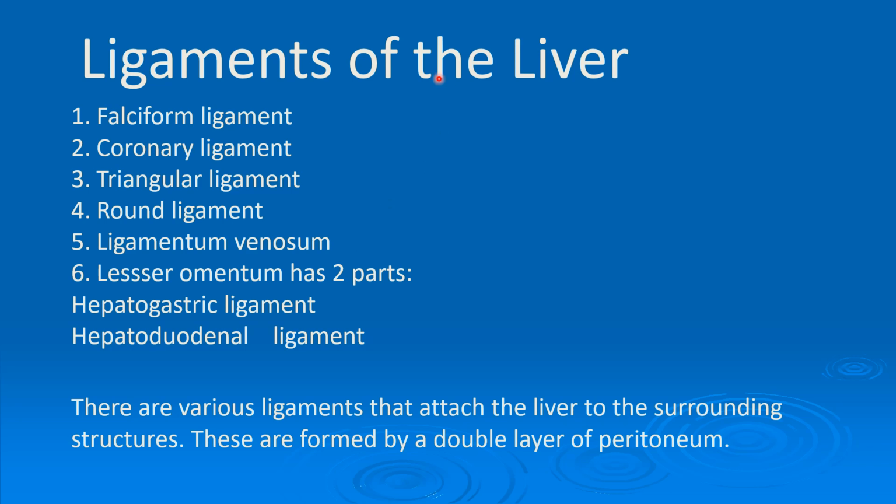Coming to the ligaments of the liver. The liver has 6 major ligaments: falciform, coronary, triangular, round, ligamentum venosum and lesser omentum. These ligaments are formed from a double layer of peritoneum. They attach the liver to the surrounding structures.